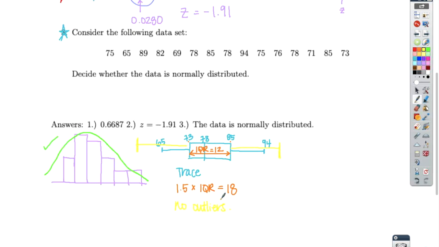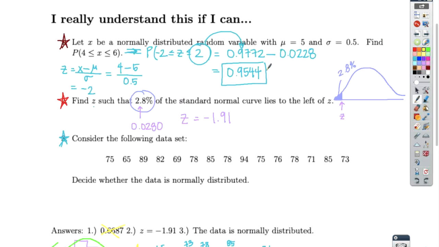Now again, remember, you can have one outlier, but more than one makes you fail the normal test. Also, let me just point out, this answer was wrong. We got 0.9544. This is correct. This is not correct.